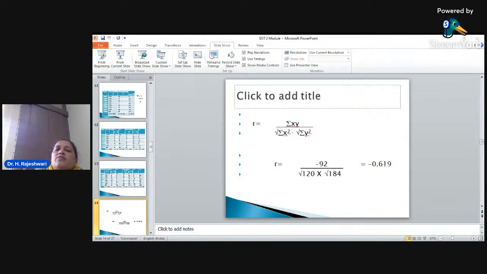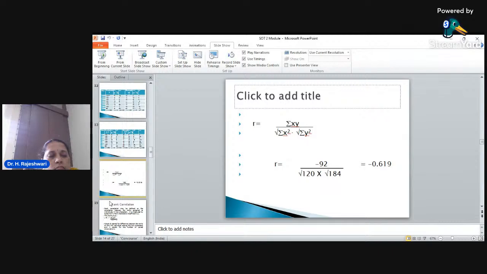If you square this value, you will be getting the coefficient of determination. Whatever value you have got, minus 0.619, if you multiply it with minus 0.619 again, you will be getting the coefficient of determination.